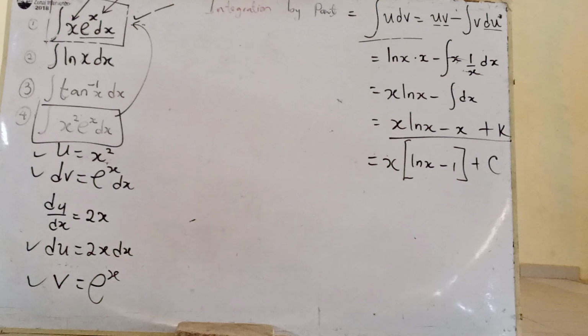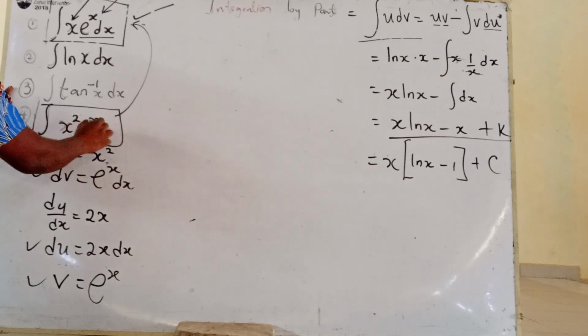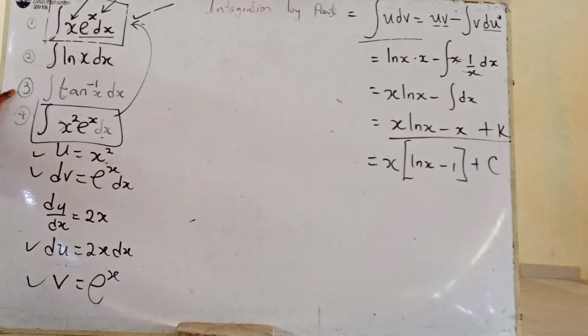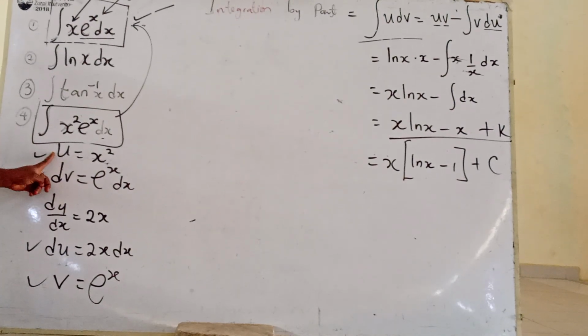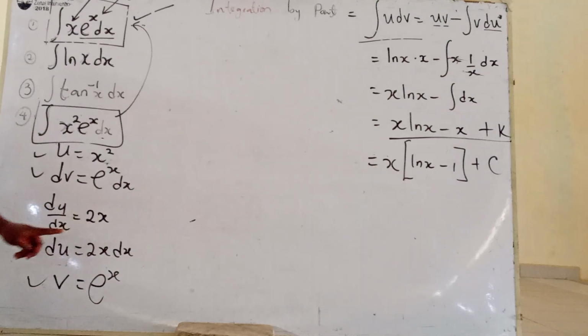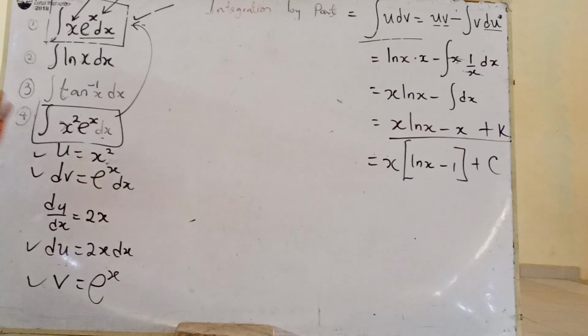See, let's do it together. What we have is the integral of exponential x multiplying x squared, then dx. Are we together? We now say that let your u be what? X squared. Then the dv automatically will become exponential x dx. Differentiating u with respect to x, you're going to get 2x, which means du is 2x dx, and then v is exponential x.